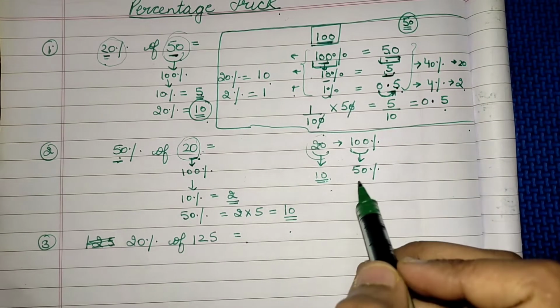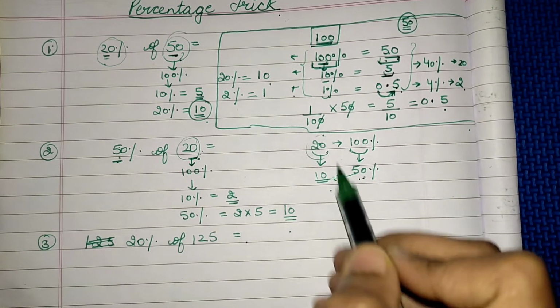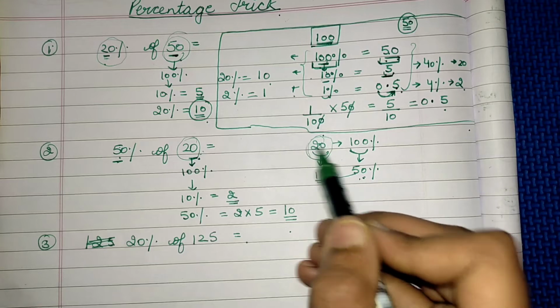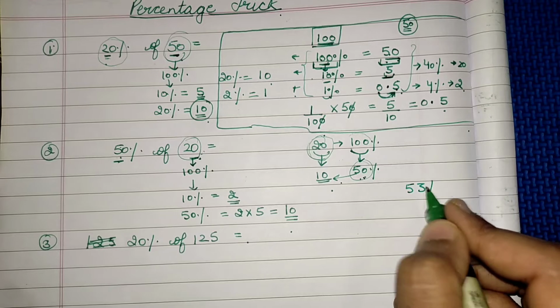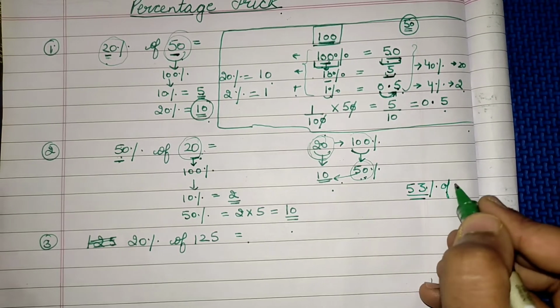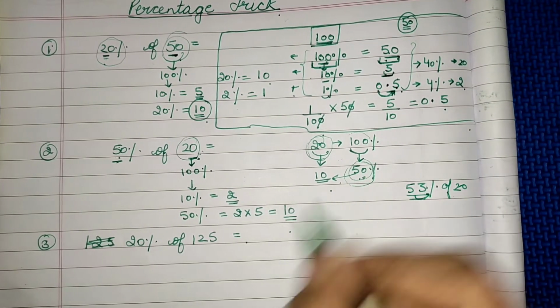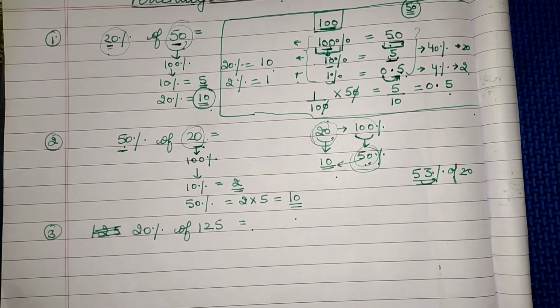Okay, so we are going to use this trick when we have to find out percentage values near to 50. Meaning, if I have to find out the percentage value 53% of 20, then I will use this trick, right? Moving to question number 3.